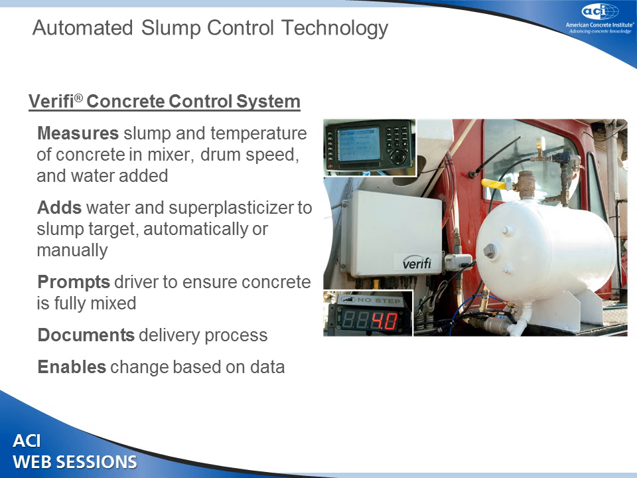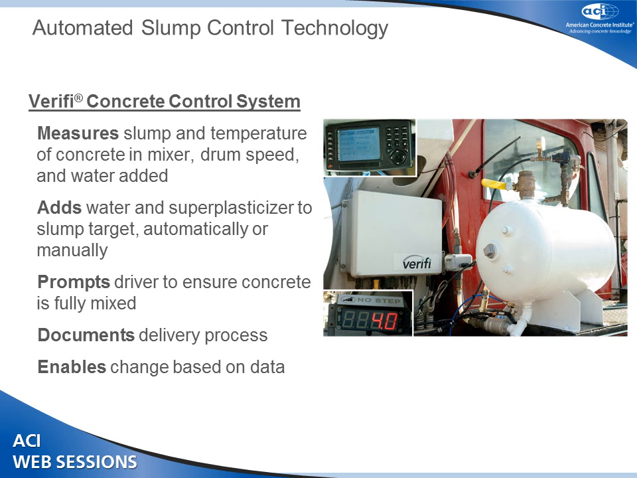I will refer to data this morning from the Verifi concrete control system, which you see here. And what this system does is it measures the slump and the temperature of the concrete in the mixer. It also measures the drum speed and the amount of water added. Based on those slump measurements, it can add water or superplasticizer to reach a slump target, and that can be done automatically. So you set the target slump, and the system automatically determines and adds the correct dose to reach the slump, or manually. The driver can go in and manually put in however much admixture is necessary. It then prompts the driver to ensure that the concrete is fully mixed.